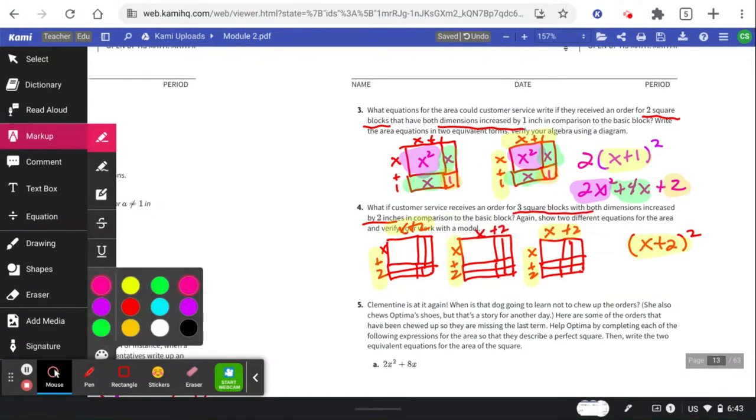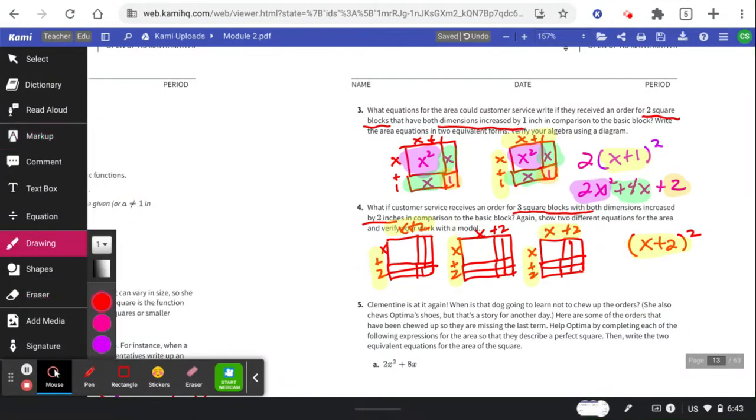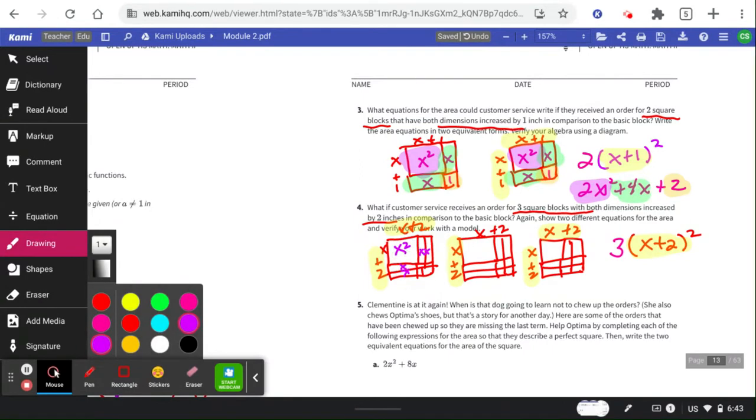But we have 3 of these. So there's my first expression. Now let's fill in the insides and see how many total we have. We've got 1x squared, 2x squared, 3x squareds. We've got 1, 2, 3, 4, 5, 6, 7, 8, 9, 10, 11, 12 x's. 1, 2, 3, 4, 5, 6, 7, 8, 9, 10, 11, 12 constants.